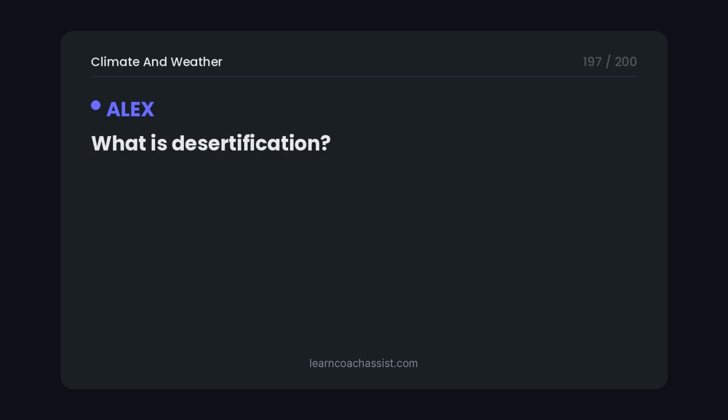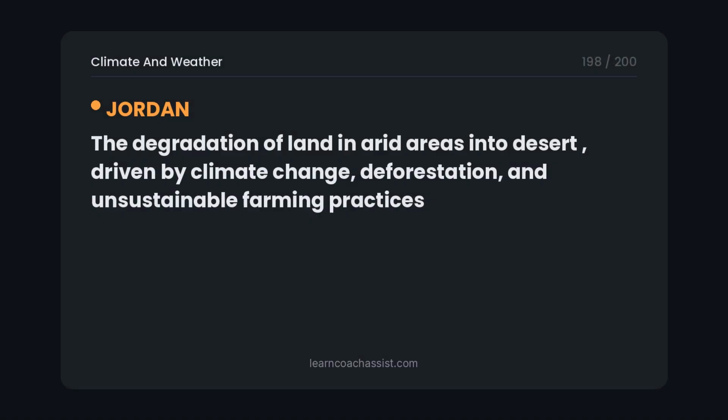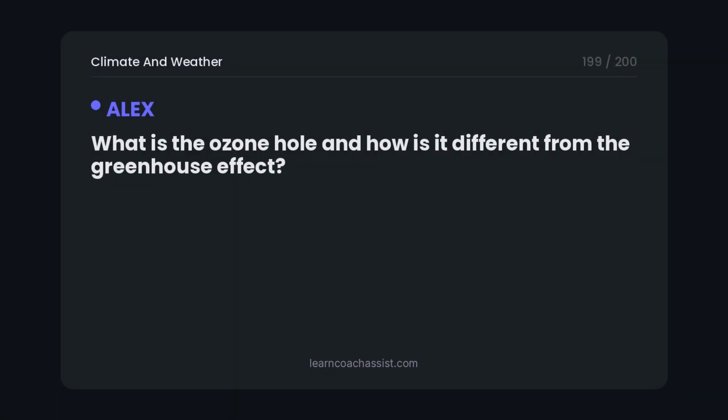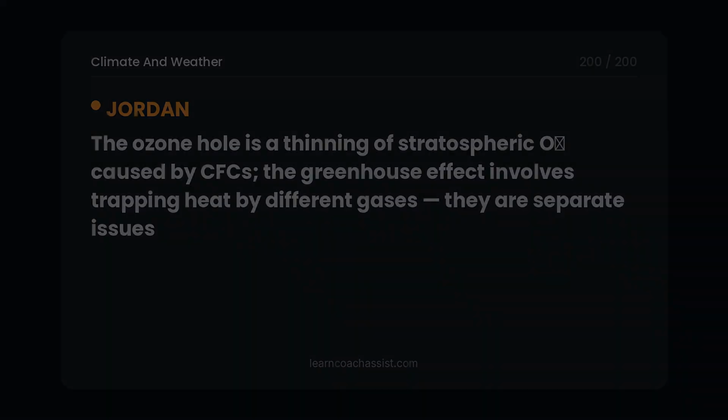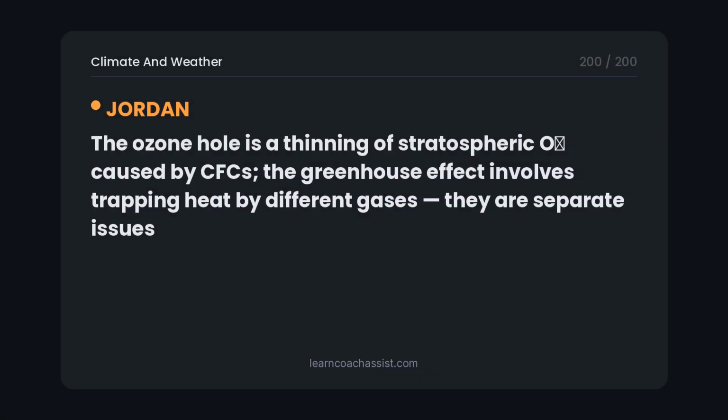What is desertification? The degradation of land in arid areas into desert, driven by climate change, deforestation, and unsustainable farming practices. What is the ozone hole and how is it different from the greenhouse effect? The ozone hole is a thinning of stratospheric O3 caused by CFCs. The greenhouse effect involves trapping heat by different gases. They are separate issues.